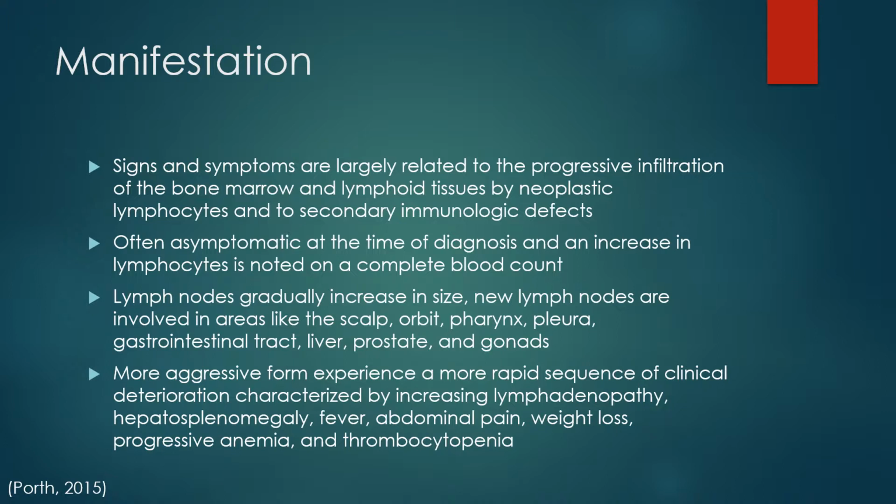And if you have the more aggressive form of this leukemia, then you have a rapid sequence of clinical deterioration, which is characterized by increased lymphadenopathy, hepatosplenomegaly, fever, abdominal pain, weight loss, progressive anemia, and thrombocytopenia.